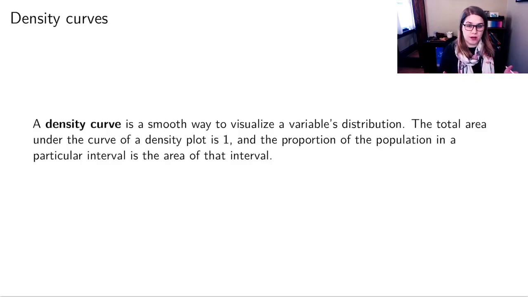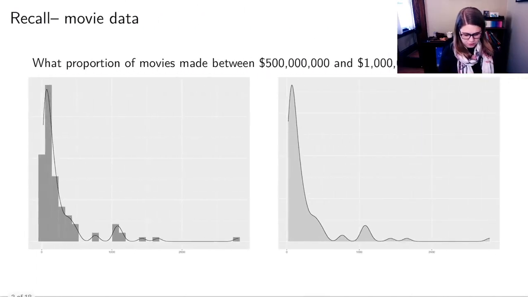curve is 1. And the handy thing about that is if you want to know what percent of the population is above or below a certain interval, you can just look for the area of that interval. So remember my movie data. I have a plot here where I've put both the histogram, so we've binned it into those bins, and also the density plot onto the same plot.